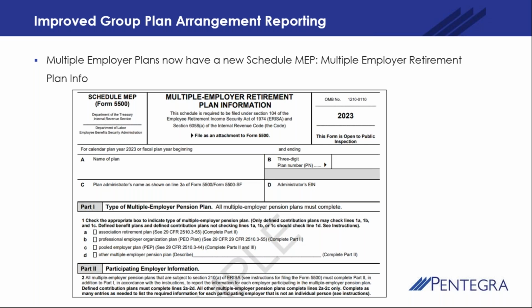Section 2, it's a little bit cut off here, but you can see it's looking for participating employer information. So the names and EINs of all participating employers. And then Part 3, which is not shown here, there is a section for pooled employer plan information. So this is a new form, and the intention here is to provide some additional transparency on MEPs, PEPs, and other group plan arrangements, which we really have not had up until this point.